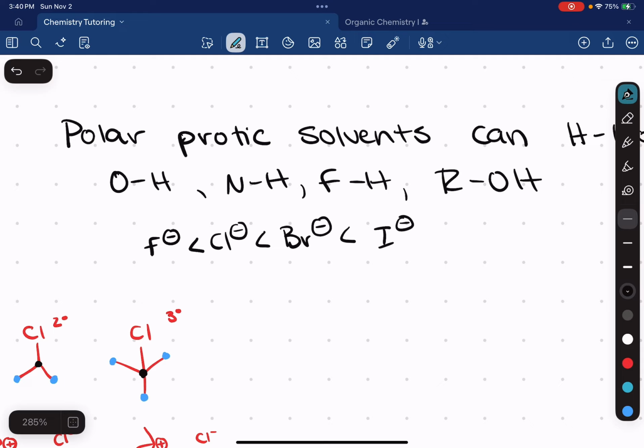Nucleophilicity is the ability of a molecule to donate an electron pair to form a covalent bond. So it's like the electron donating power, just like the strength of the nucleophile, if that makes sense. So with polar protic solvents, the strength of the nucleophile looks like this. So iodine is going to be much stronger than fluorine. Even though they're both nucleophiles, it's going to appreciate iodine more than fluorine.